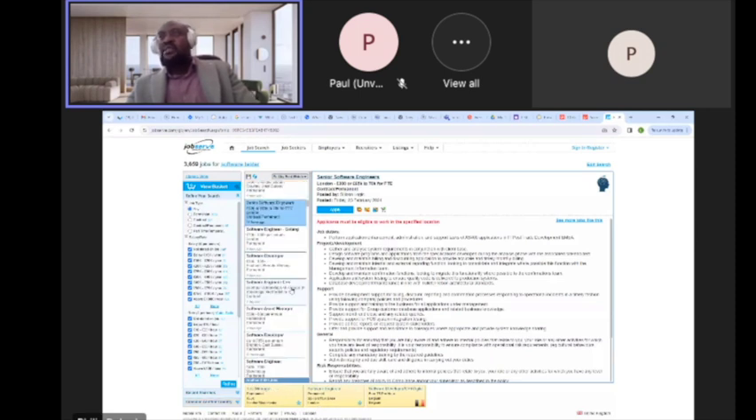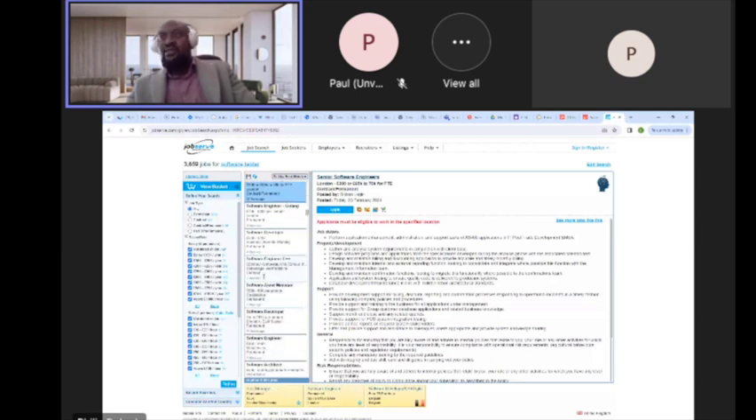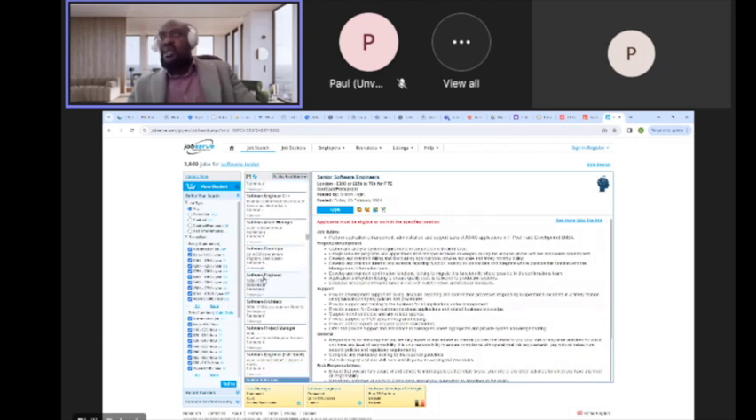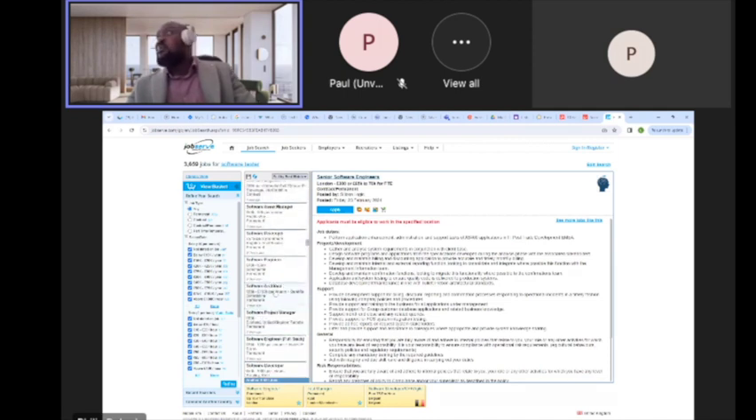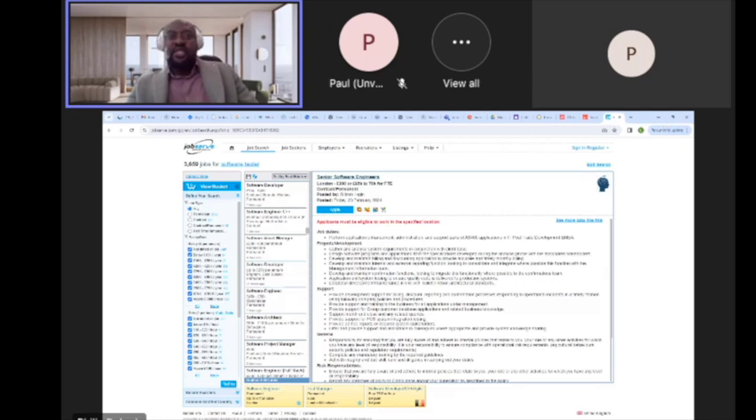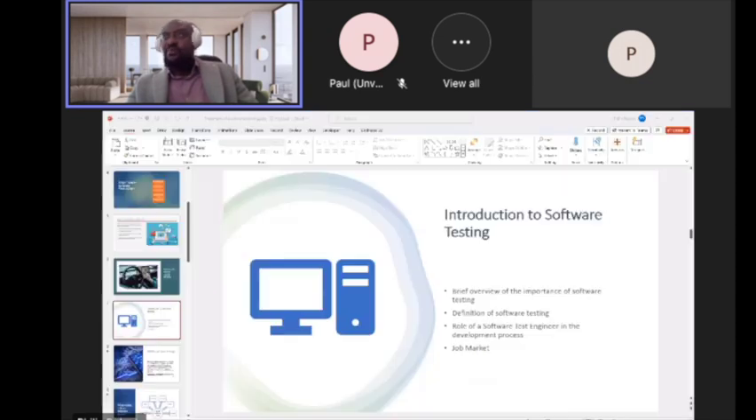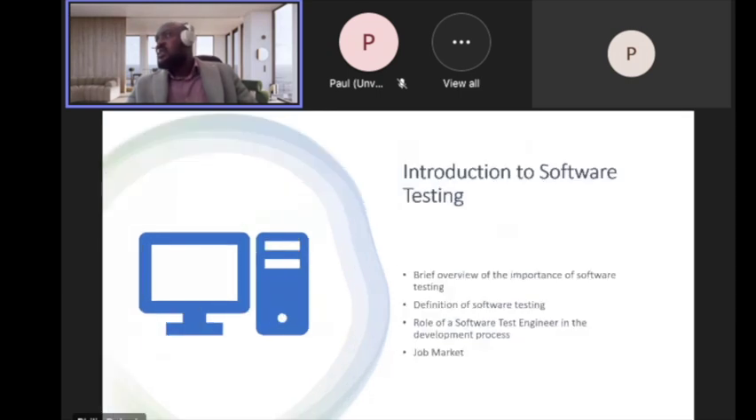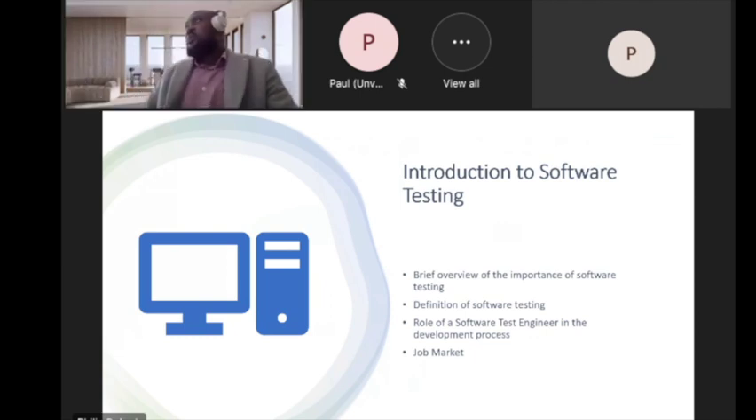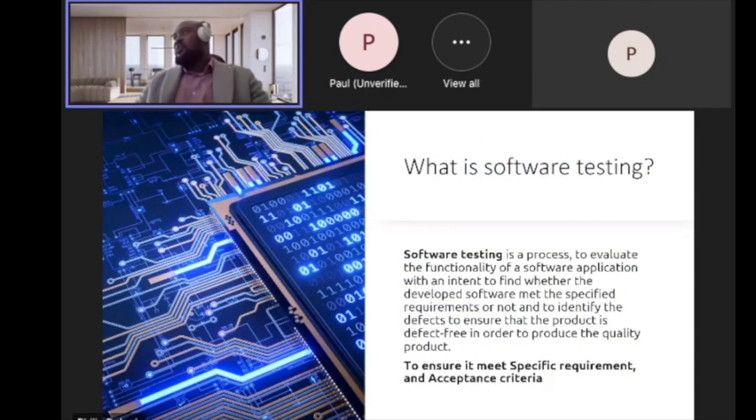The job market is still open. There are jobs out there to be able to exploit. The main thing is, if you're able to do the training, then you will be ready to go here and start applying for jobs. I share this with you just for you to see what the market entails. Let me go back to my slide. I think I've talked about the job market.